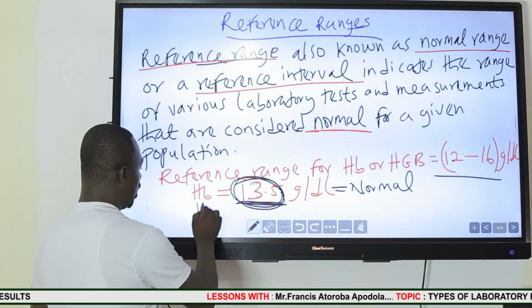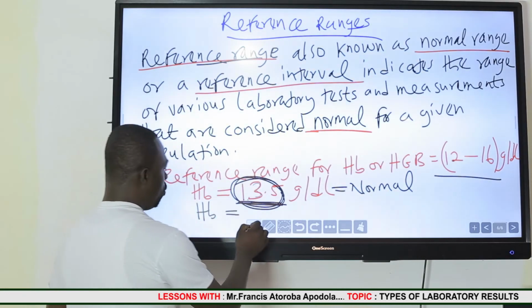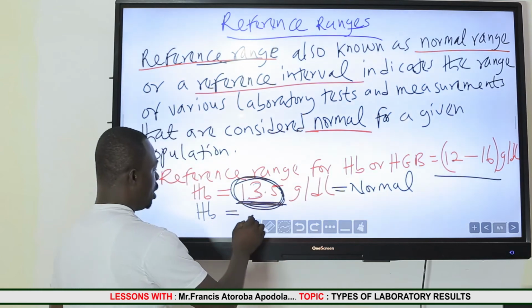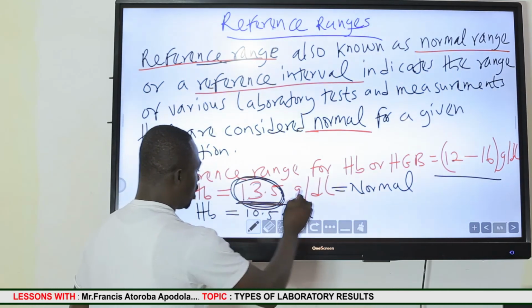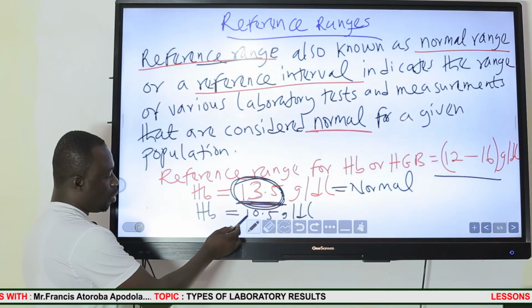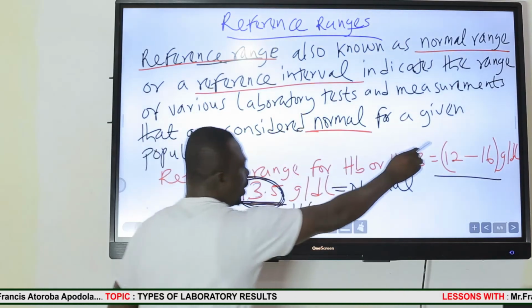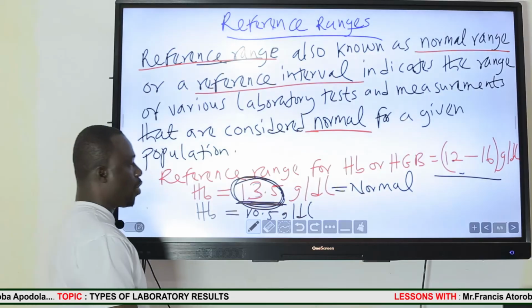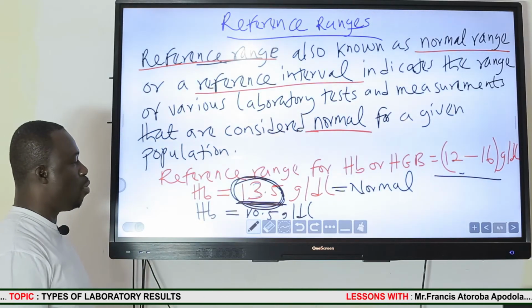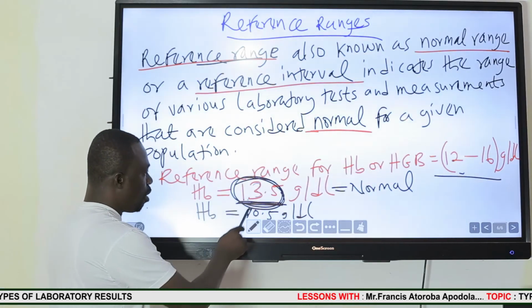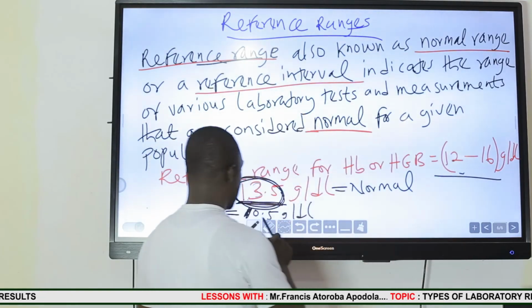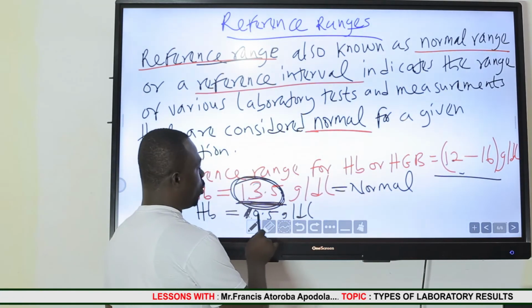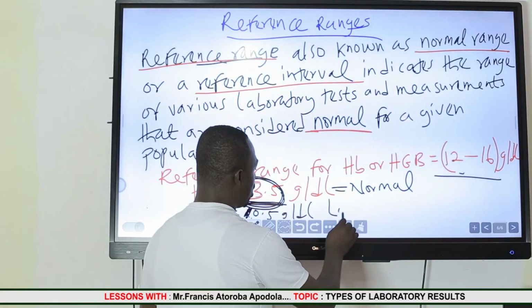However, if we take a test result like, say, 10.5 gram per deciliter, when we compare 10.5 gram per deciliter with this reference range, or reference interval, or normal range, 10.5 does not actually fall between 12 and 16. Hence the result 10.5 is said to be what?